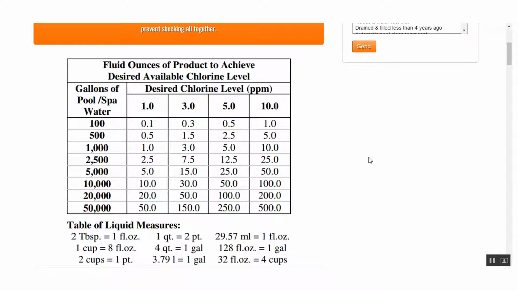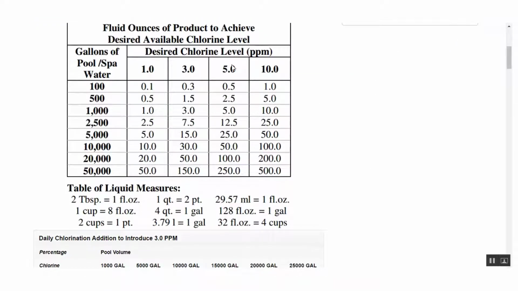Hey, this is going to be a very quick, down and dirty look at cyanuric acid versus your chlorine. It doesn't matter what kind of chlorine you use. I'm pointing this out right now. This is off of our website. You can go there at hallpoolsupply.com and look at the chemical dosage chart menu.